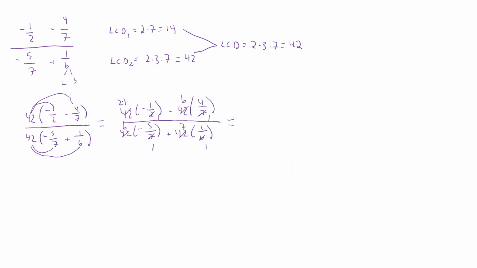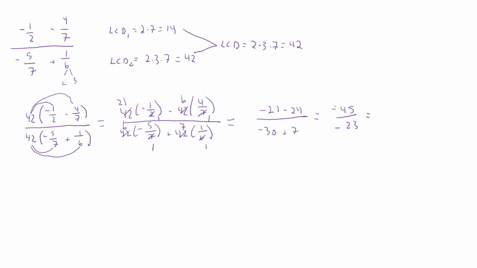So now we multiply 21 times negative 1, so it's going to be a negative 21. Then we have minus 6 times 4, so it's going to be minus 24. Here we have 6 times a minus 5, so it's a minus 30. And 7 times 1 is going to be plus 7. All right, so a minus 21 minus 24, that's going to be a minus 45. And a minus 30 plus 7 is going to be minus 23.